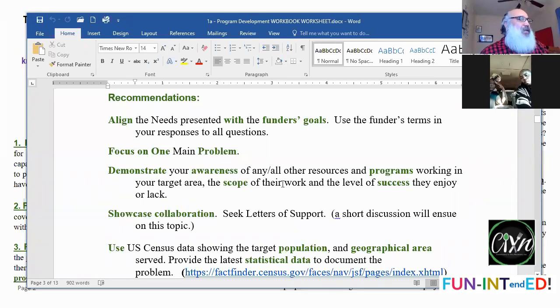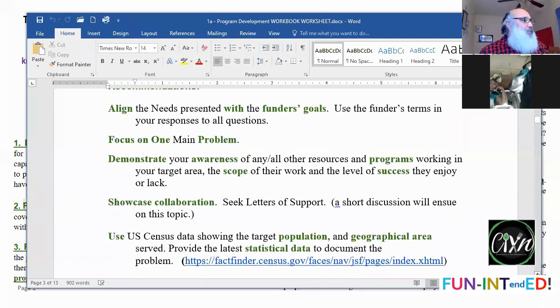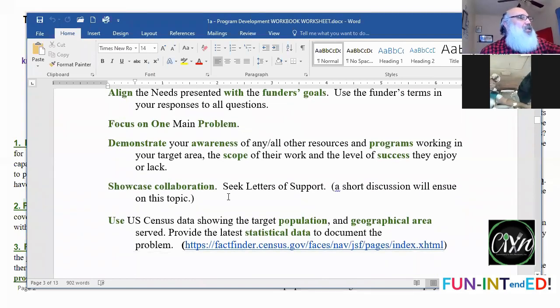Demonstrate your awareness of what's happening around you, what they're doing, what they're not doing, and whether they're succeeding or not. Demonstrate that you know the players out there. The best way to do this is by collaborating with other organizations. One of the things CIVN is working on is setting up its organizational chart, a chart that shows how they're getting things moving from one place to the other and all the collaborative support that they have. That's very important, and you can showcase that. You could use a chart, or you can seek letters of support.